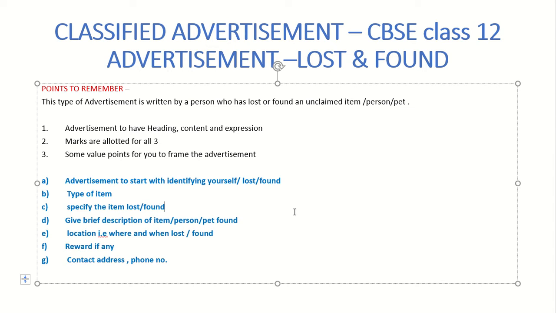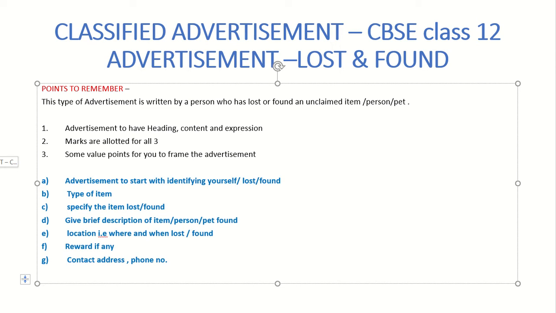If you have found a pencil box which is yellow in color, do not write what is inside, because when a person comes to you, he or she should be able to tell you what is inside it. So don't give the complete description, just give the outside description, so that whoever comes, you can ask how they are going to identify it. There should be some identification feature, and where you lost it or where you found it, and in case you wish to reward the person, you can do that, and then the contact address and phone number where those people should contact you should be given.